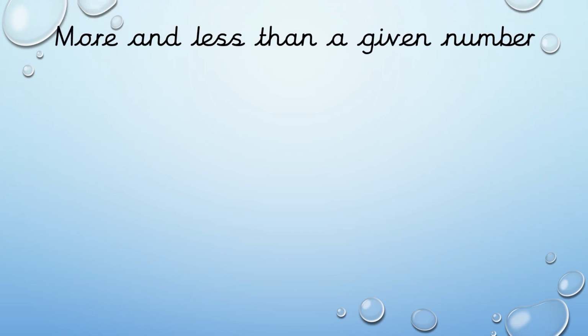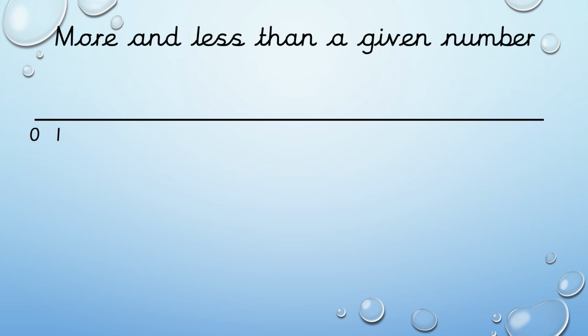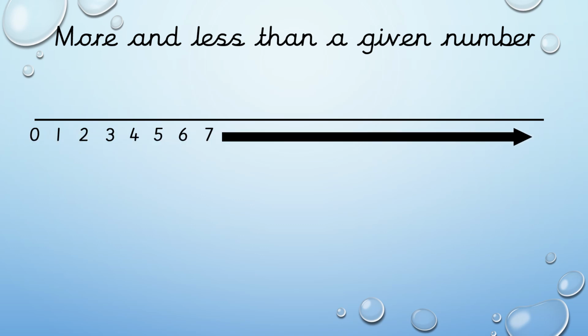Okay, in your maths this week, we'd like you to enhance your knowledge of finding more and less than a given number. We already know that numbers follow on from one another on a number line. Each number is one more than the previous number. For example, 3 is 1 more than 2. The number 1 is 1 less than 2.